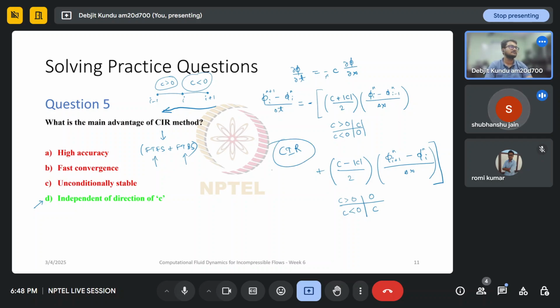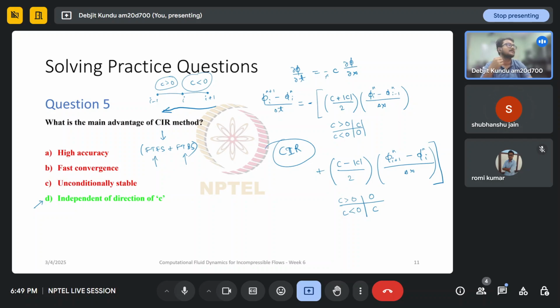Sir, here, how you have written C plus C mod by 2, and later in the forward you have written C minus C mod by 2. See, I did not write this out of nowhere. So these are scientists, Courant, Isaacson, and Rees. They worked on it and they found out this method, how to combine both, basically.